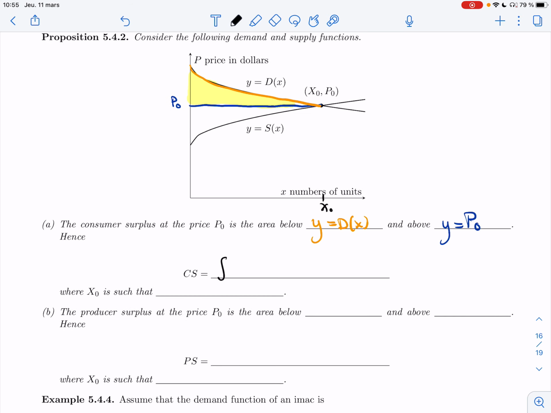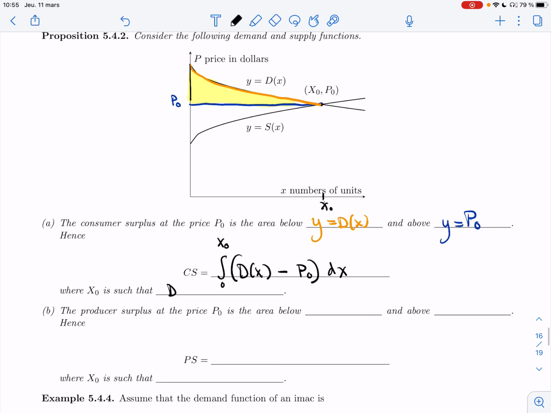It's going to be the integral of top minus bottom. So top is d of x. Bottom is just P0, just a constant, dx. And my x goes, well, they start at 0, and they go all the way to x0 here, where x0 is such that d of x0 is P0. Sometimes we'll give you the entire point, sometimes we'll just give you one of the two, x0 or P0, but they relate to each other in this way, so once you have one, you can find the other one.